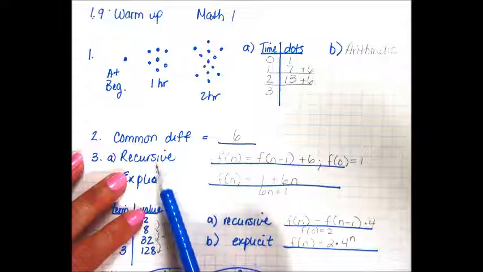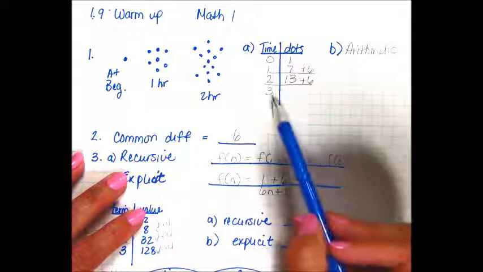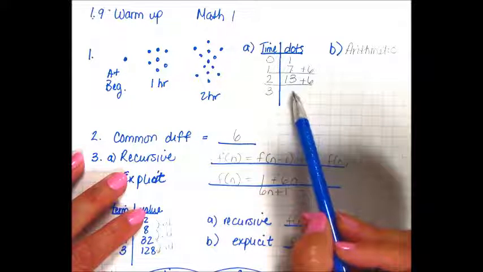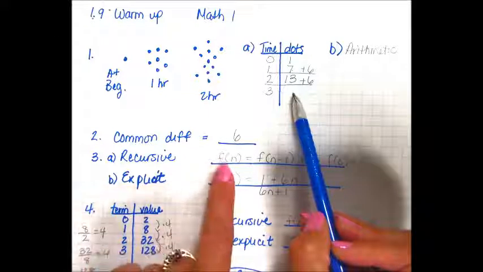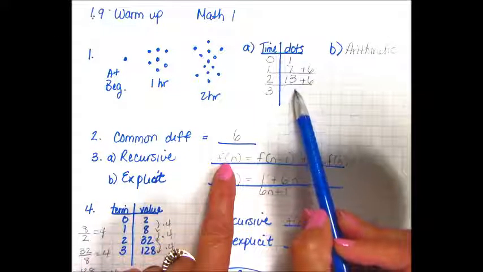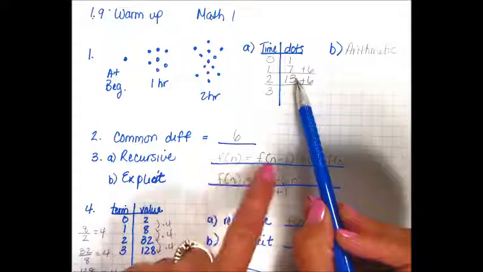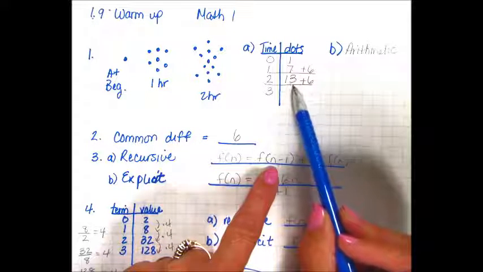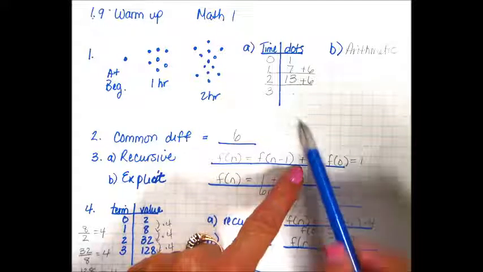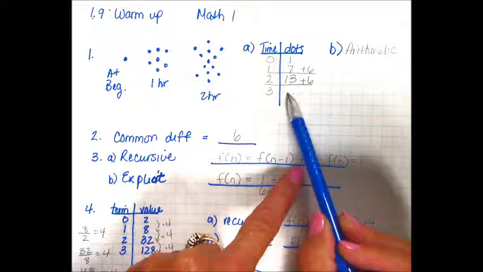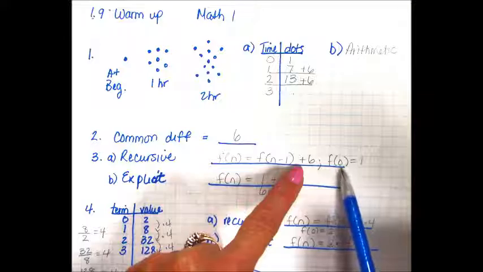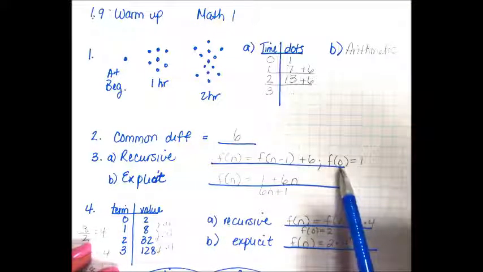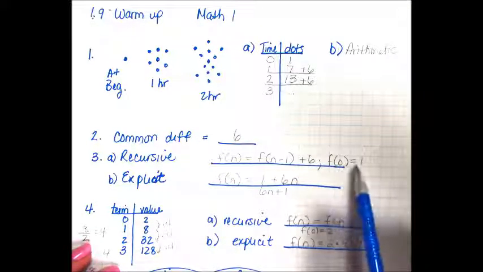To write the recursive, that means if I want to find the next term, I would start right here, which is the now. So it's represented by the f of n. I would go to the previous term's output, which is represented by the f of n minus 1. And then I would go ahead and add 6. So 13 plus 6 would give me 19 there. I need a reference point, so f of 0 is the best one. So the f of 0 is equal to 1. That tells me where to start.